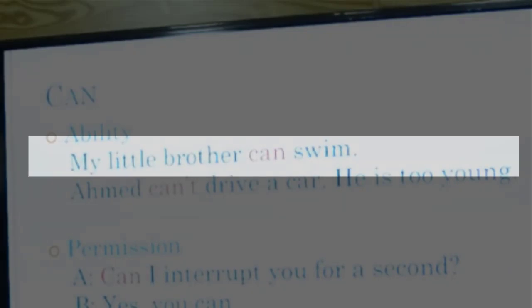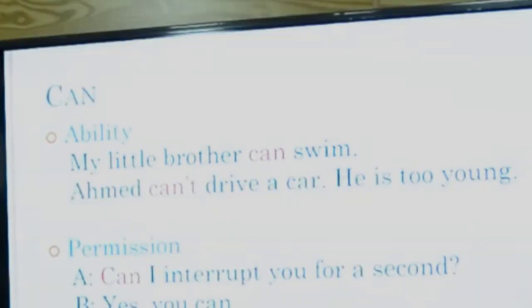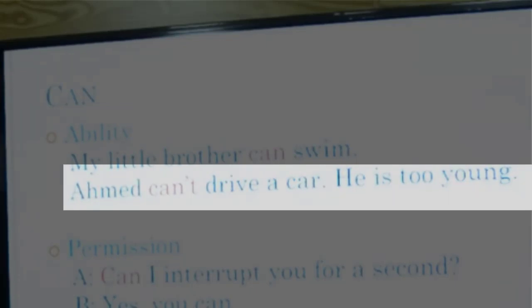Which means that my little brother has the ability to swim. He is good at swimming. Second one, Ahmed can't drive a car. Why? Because he is too young, which means he can't do that. He can't do this action because he is too young.